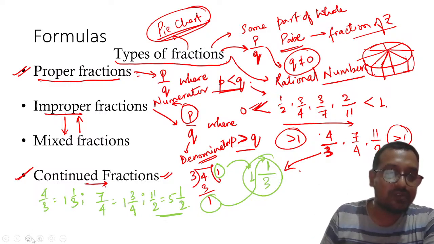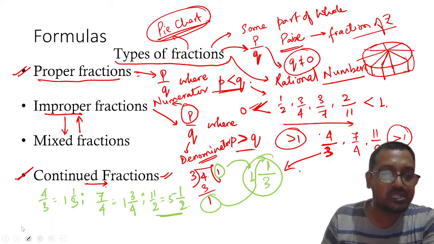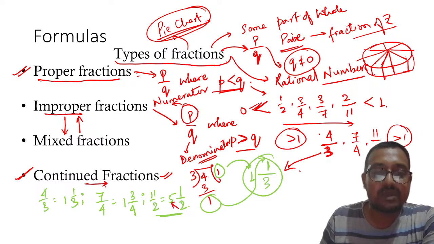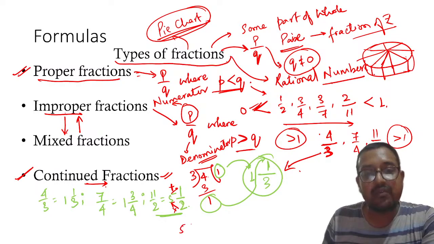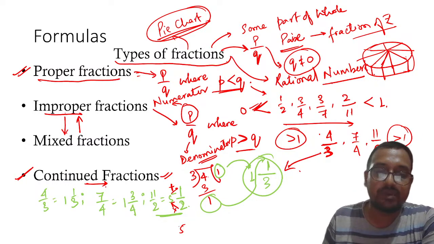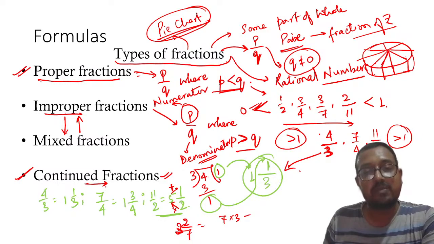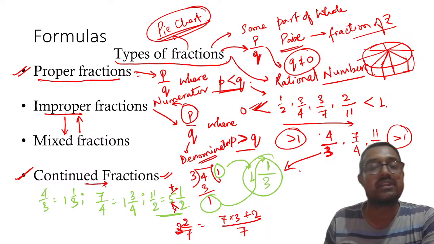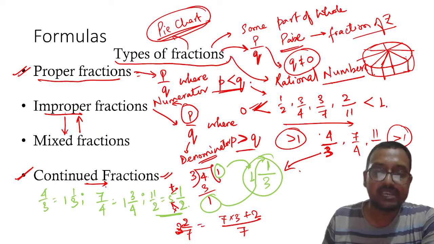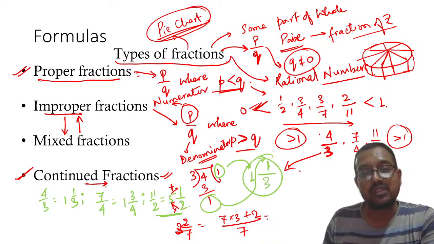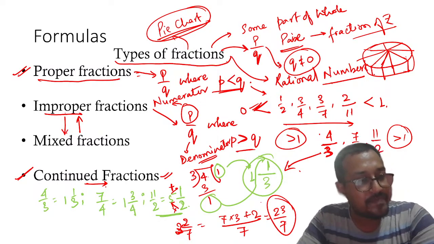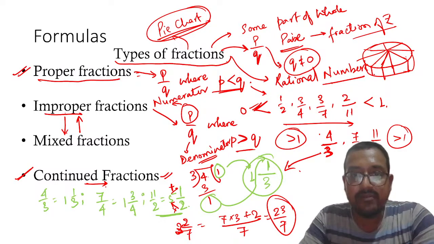To reverse the thing, what you should do, my dear students, please remember, you should first multiply and then add. So take a new number, 3 whole 2 by 7. That means 7 into 3 plus 2, divided by 7. So this will become 7 3s are 21 plus 2, that is equal to 23 by 7. I hope this is clear. Is it clear to everyone?